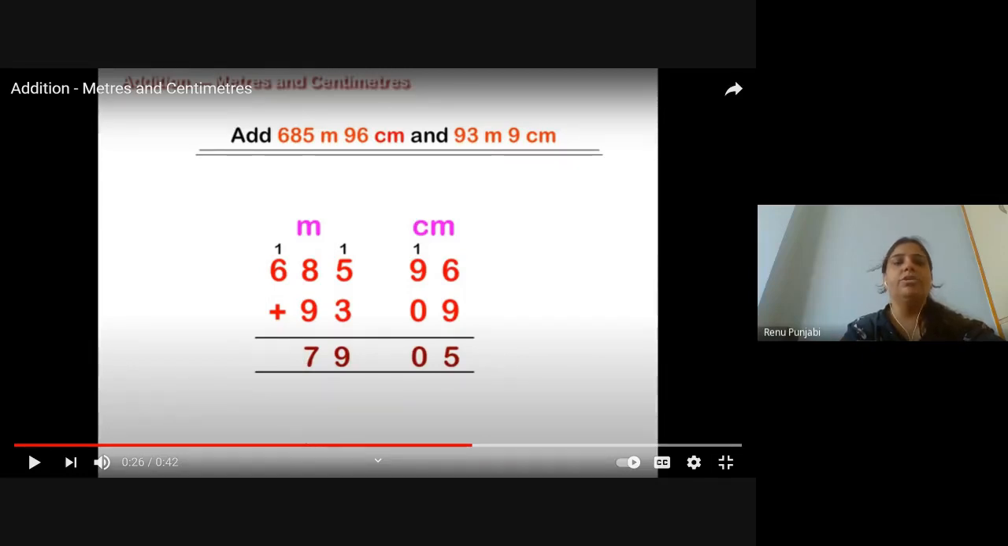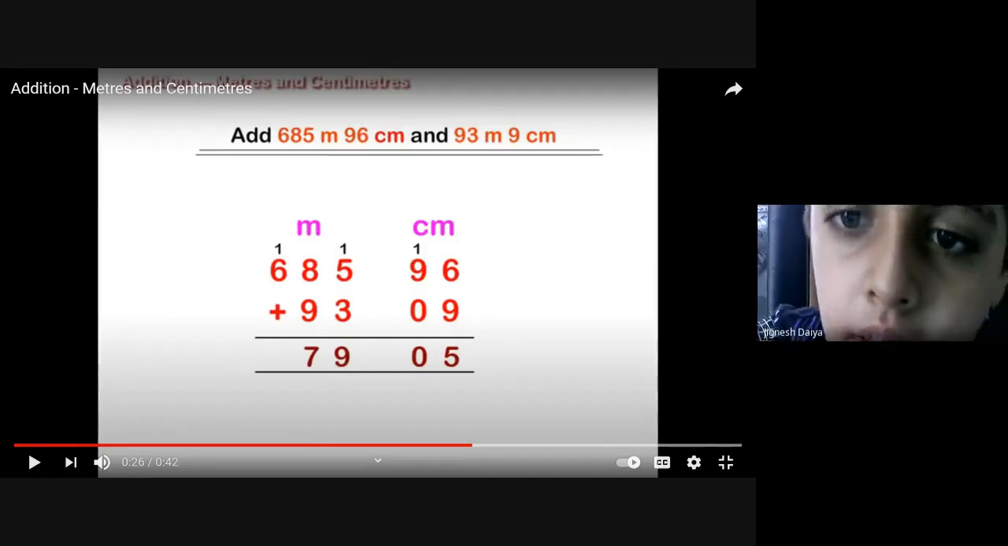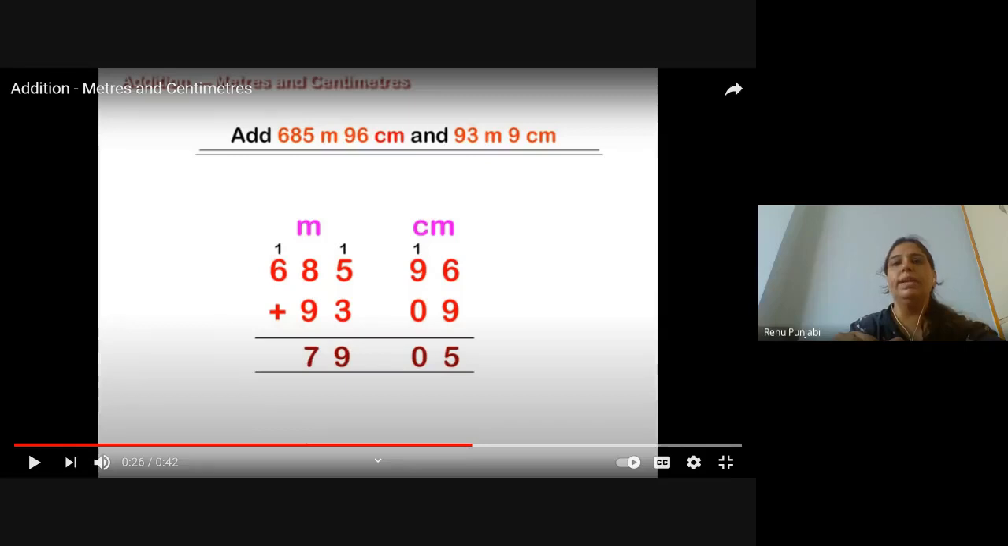See, now you need to add the centimeters. Jignesh will tell me, which number will you add in the centimeters first? Ma'am, 6 plus 9. 6 plus 9. Moin Kuledi will tell me, what is 6 plus 9?